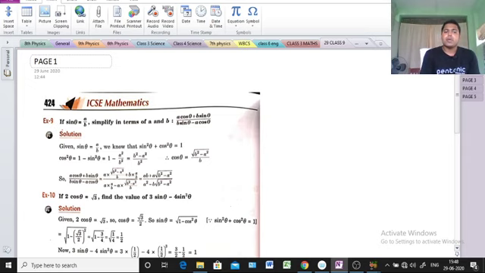Okay, now at first read the question and get ready. You should take out your copies, get ready, and practice it. Okay, at first you should try it. Try yourself. So now question number 9. If sin theta equals a by b, simplify in terms of a and b: (a cos theta plus b sin theta) by (b sin theta minus a cos theta).